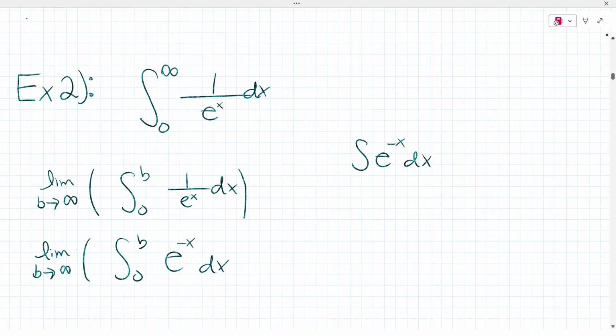It's basically itself divided by the derivative of negative x. So what's the derivative of negative x? Yes, it is negative 1. So that is going to be negative e to the negative x. Or you could just use substitution, you'll get the same answer. So the integral of e to the negative x is basically itself divided by the derivative of the power.